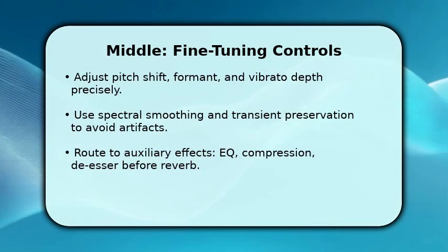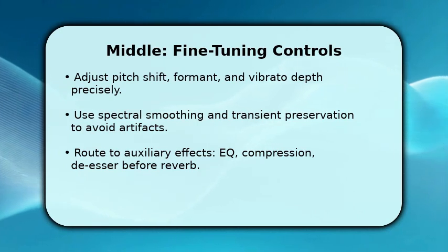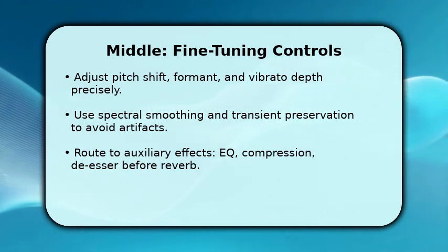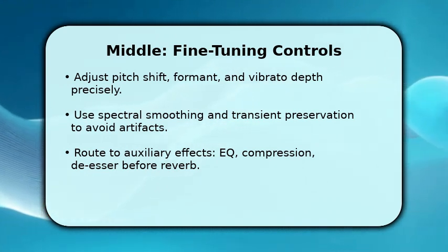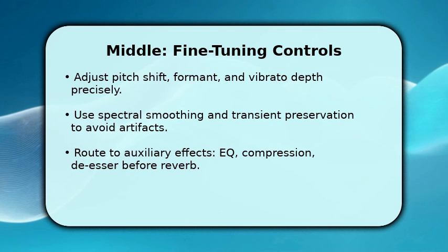Now you refine the transformation. You'll tweak pitch shift, formant, and vibrato depth to match the target character while listening for unnatural artifacts. While you work, engage spectral smoothing and transient preservation to retain consonant clarity. This prevents the throatiness that ruins realism.